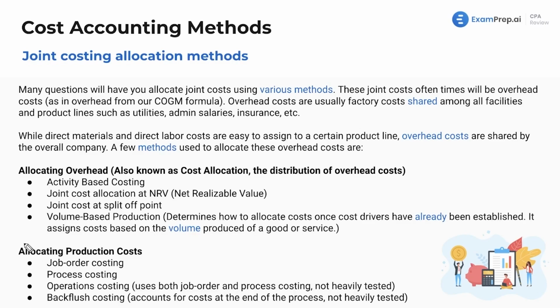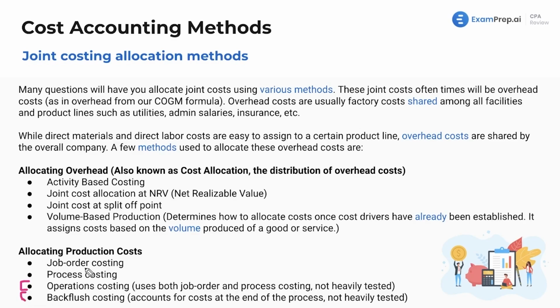Now, allocating production costs, let's talk about these. For methods, these two, you just need to know what they are. So for operations costing, just memorize that it uses both job order and process costing. And then backflush costing, it accounts for costs at the end of the process. These are not heavily tested, but just memorize these, throw those in there.